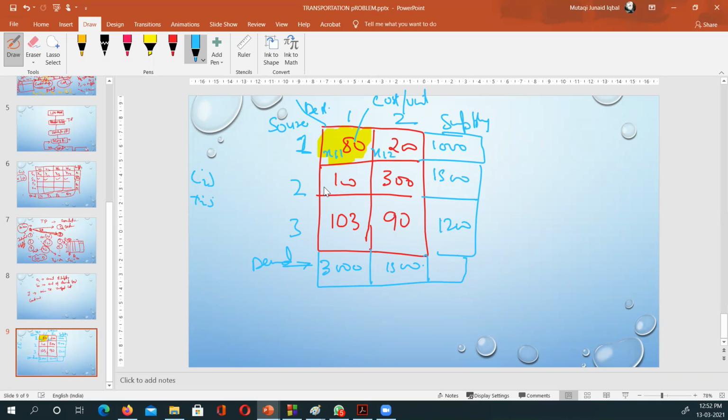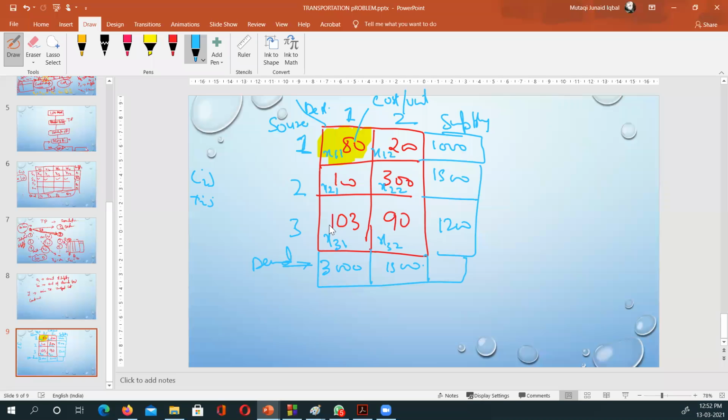This is the X12, this is X21, this will be X22, this is going to be X31, and X32. So first 3 is the source and 1 is the destination. Every box has 2 information, the cost and the units, which product we are supplying. X12 we are supplying from source 1 to destination 2, and the cost of each unit is 200. So 100 is the cost of each unit of X21. X22 cost of each unit is 300, and so on.